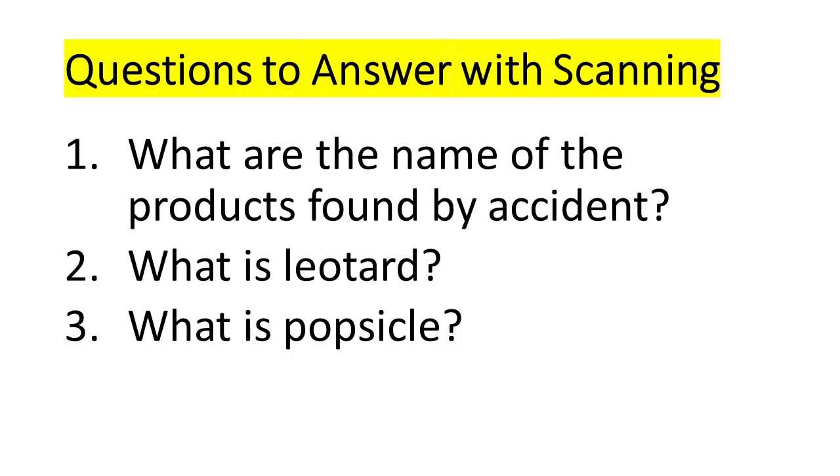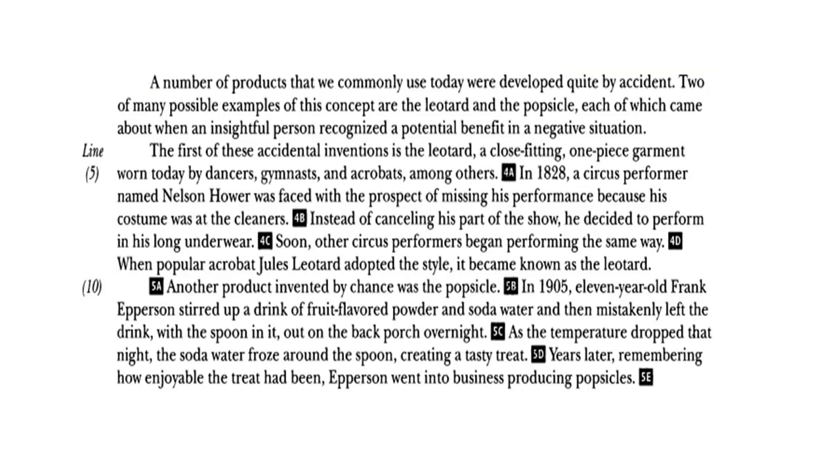And the next one, what is a leotard? What is a popsicle? So this is about the detail. It should be in the next sentence, or it can be in the next paragraph. Let's see the next paragraph. The first of these is the leotard. You should focus your reading on the second paragraph, because it is talking about the leotard. A leotard is a close-fitting one-piece garment worn today by dancers, gymnasts, and acrobats, among others. You can answer using this definition.